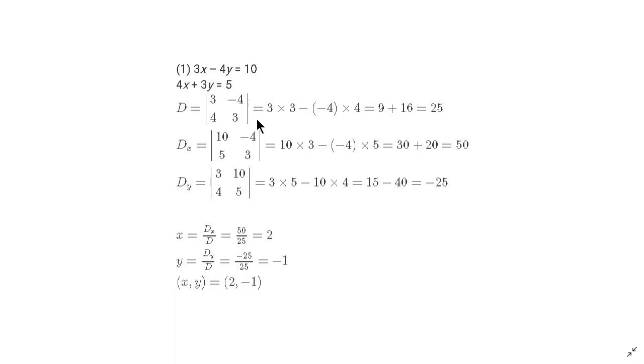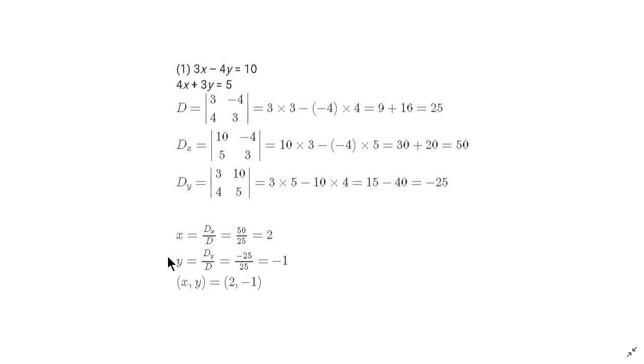And as we know how to calculate a determinant, we will calculate the remaining determinant values. These are the values of the respective determinants. The D determinant is 3, minus 4, 4, 3. This is calculated by cross multiplication: 3 into 3 minus minus 4 into 4, which is 9 plus 16, 25. The remaining ones are calculated in the same way.